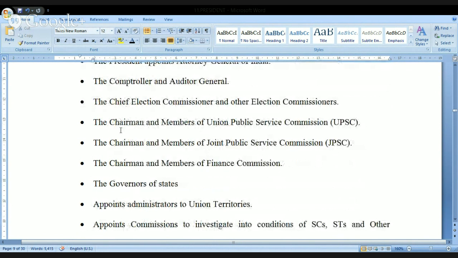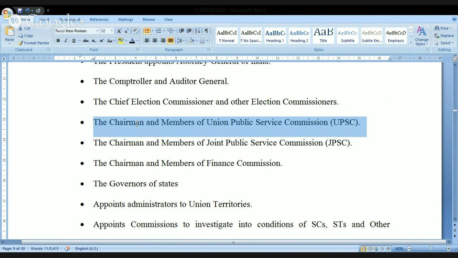The President also appoints the Chief Election Commissioner and other election commissioners. Kindly remember all the points, please. The President appoints the chairman and members of the Union Public Service Commission, UPSC. This is a body at the central level which will conduct the examination for central government services. It will also conduct examination for all India services. And this is a body where we have a chairman and other members, and everybody is appointed by the President.